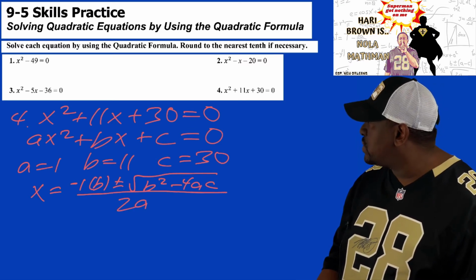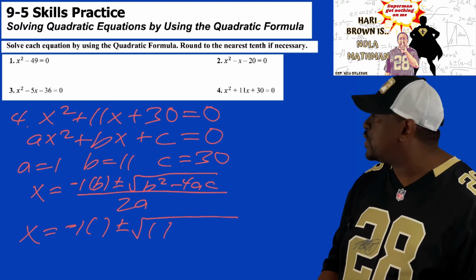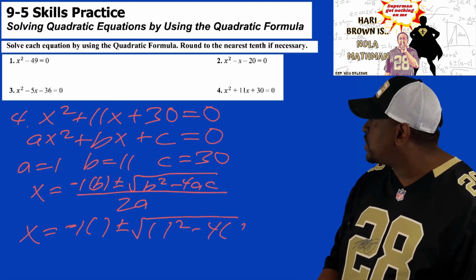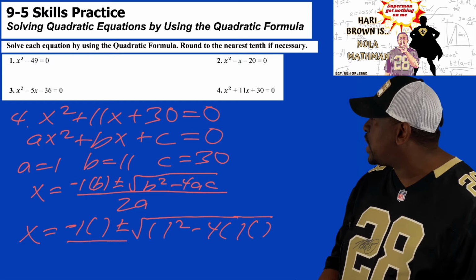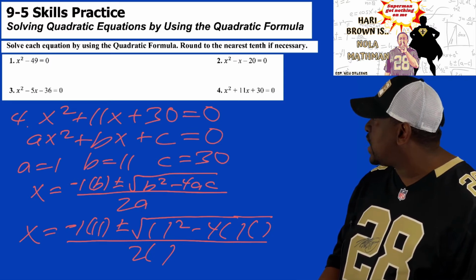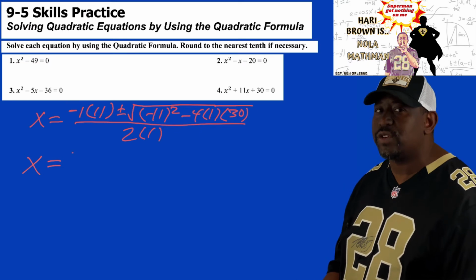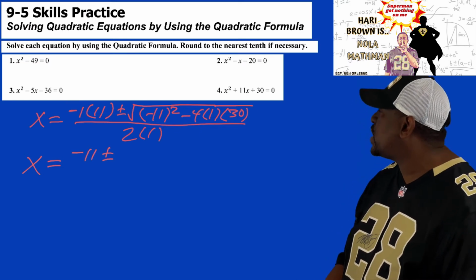At this point, we will put the little skeleton parentheses where we will substitute our numerical values for the variables. We write that out: blank squared minus 4 times blank, over 2 times blank. So now we substitute the values in. B is 11, so we put negative 1 times 11. We put 11 squared under the radical, minus 4 times 1 times 30, over 2 times 1. So at this point, we will do simple arithmetic, following order of operations until we solve for x.